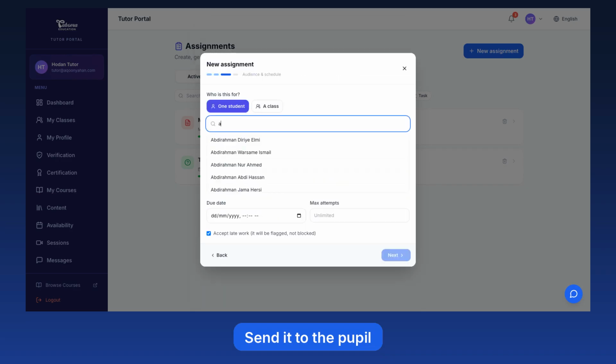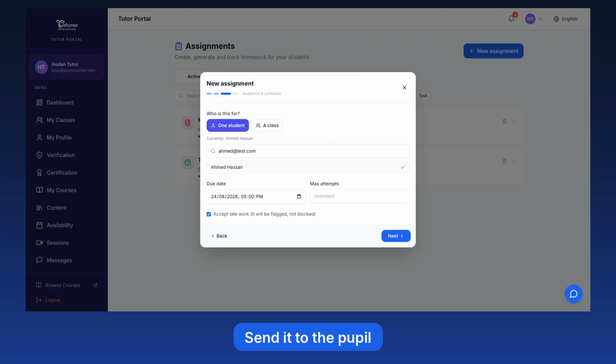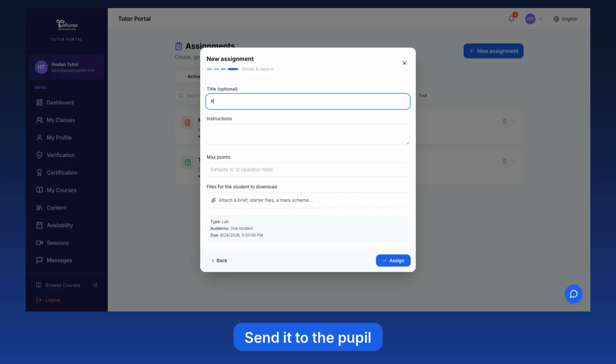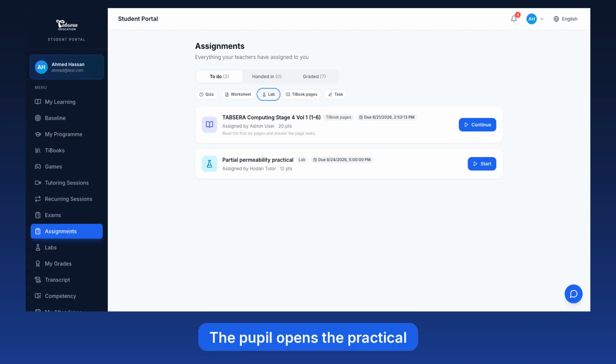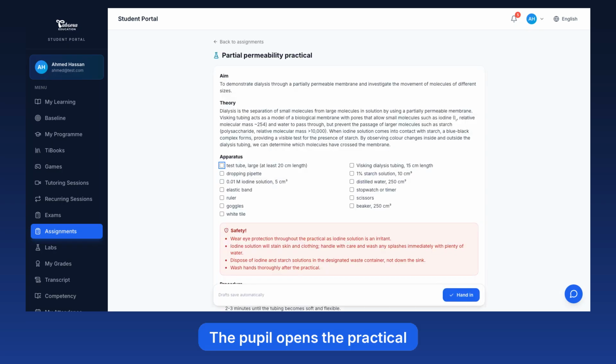Behind the scenes the printable sheet and the teacher's mark scheme render to PDF, ready if you ever run the same practical at the bench with real visking tubing. Ahmed opens it and the page reads like the book: the aim, the apparatus to tick off as he gathers it, the safety notes, and the numbered procedure.